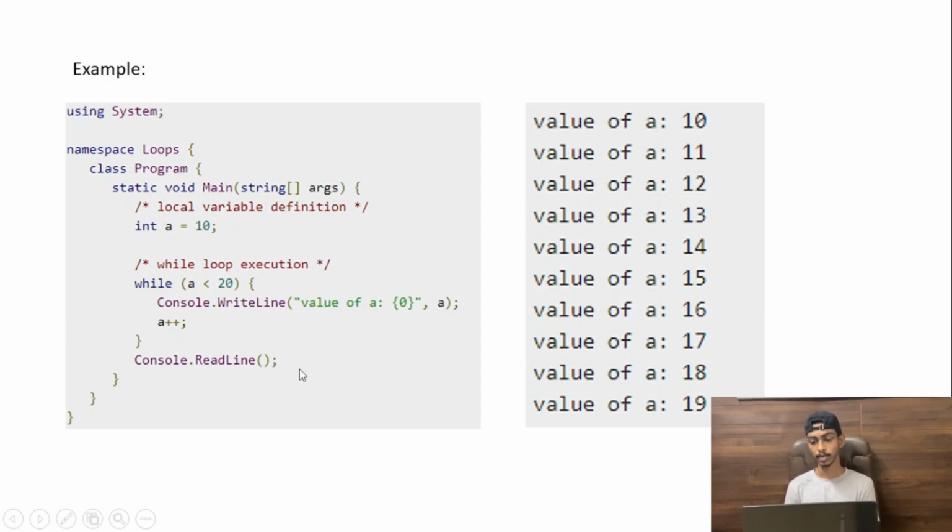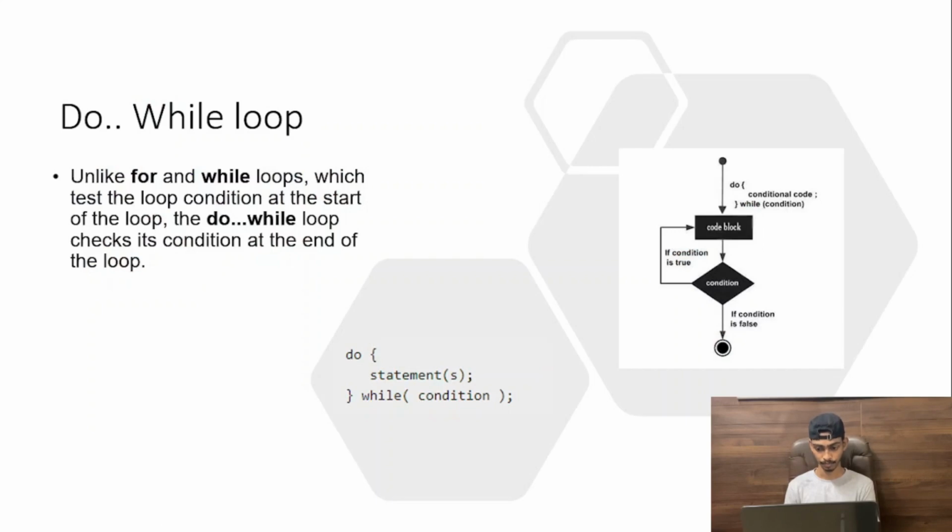Now the next one is the do while loop. A do while loop, unlike a while loop, is similar to a while loop, but it checks the condition after the execution of the code. This type of loop is also called a post-test loop. A do while loop syntax looks like this: a do, curly brackets, inside which we have the logic body or the executable code. Outside that we have the condition.